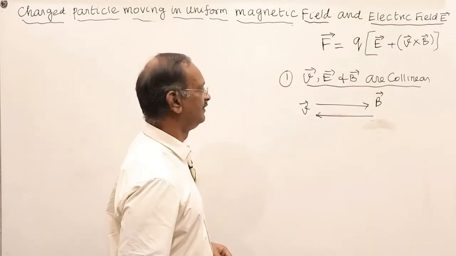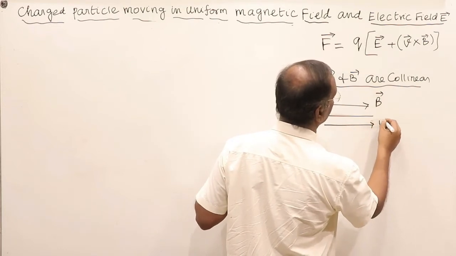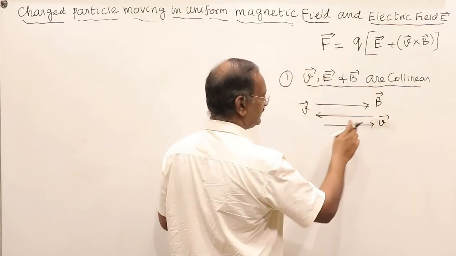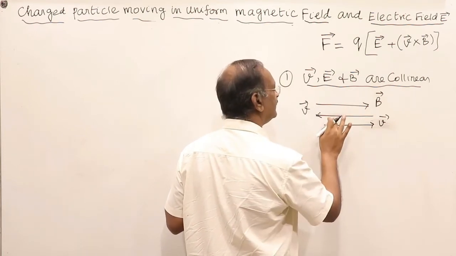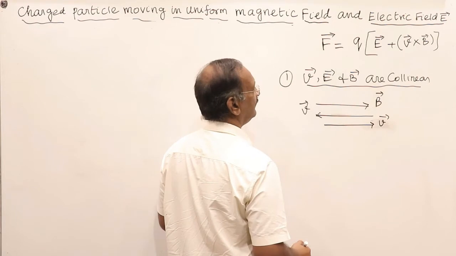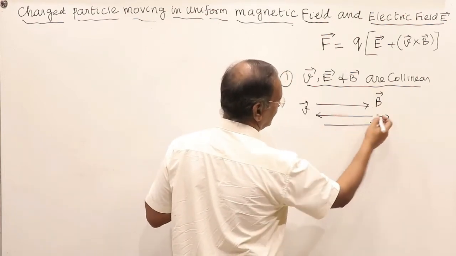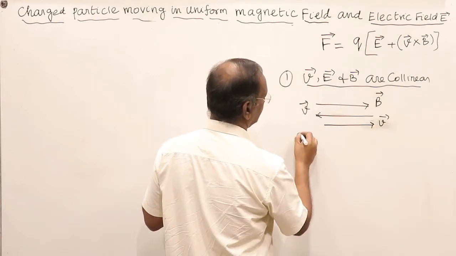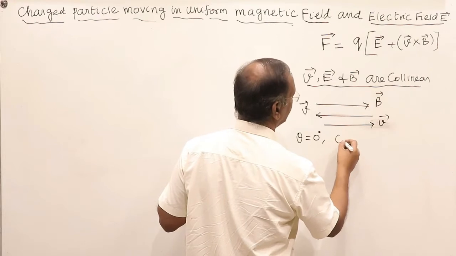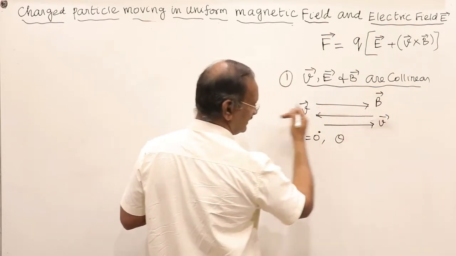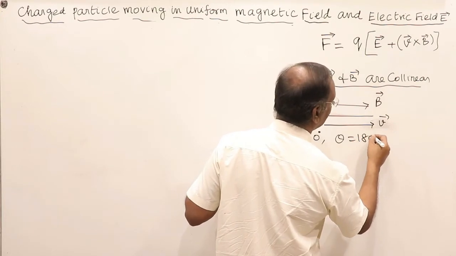See, when a particle is moving collinear, what does it mean? Either it will be moving parallel or anti-parallel. It means this particle is moving parallel with the magnetic field, or anti-parallel with the magnetic field. Moving parallel means the angle between this and this is theta equal to 0, and when it is moving anti-parallel, in this direction, the angle is equal to 180 degrees.